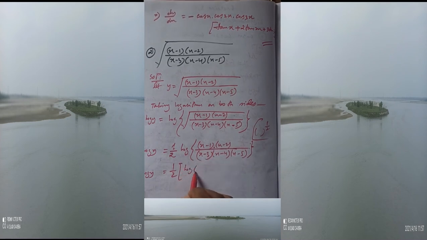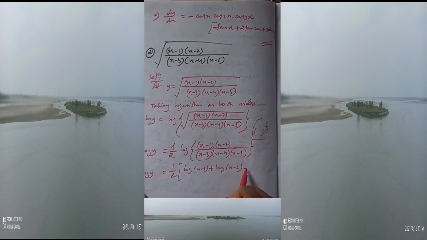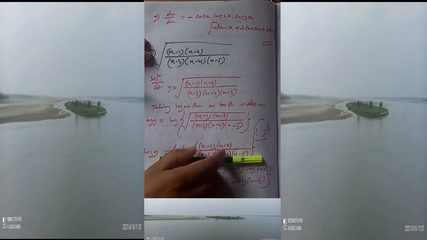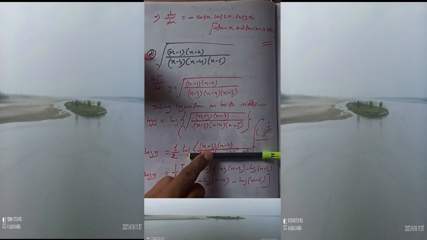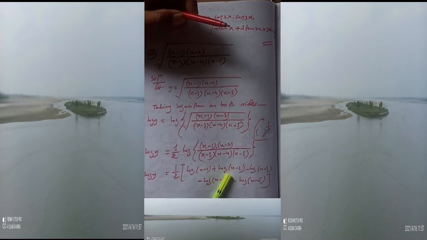This will be log x minus 1 plus log x minus 2. They are in product form, so they will be in plus. Again the whole is in quotient form, below it is like a denominator, so all will be in minus. Log x minus 3 minus log x minus 4 minus log. Suppose the denominator part is not here, that means log m into n, so log m plus log n.